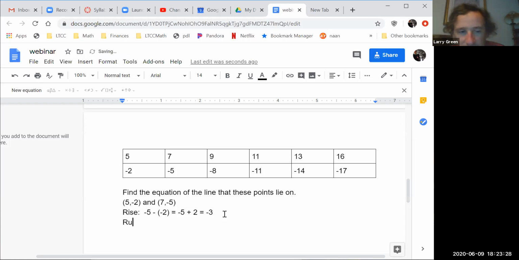How about the run? Well, the run is going to be the difference in the x values. That's going to be 7 minus 5. Yeah, and that's a 2. Any questions on that? So now, what is the slope?